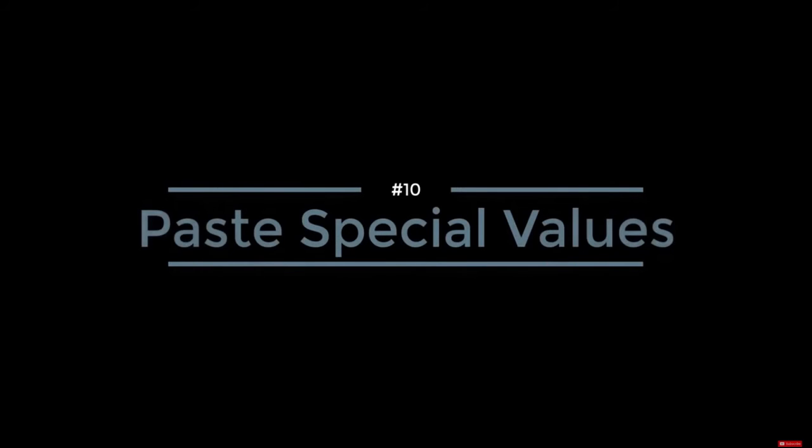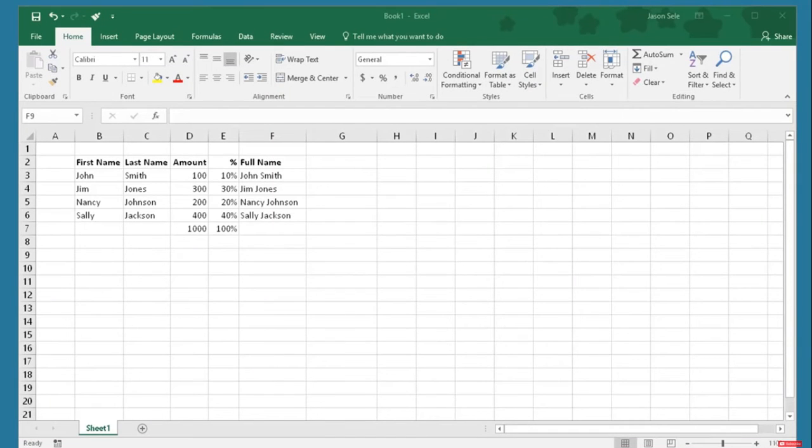Number 10, paste special values. Paste special values is a handy tool to use if you have a bunch of data with formulas and you just want to copy all of that information over to another location and get rid of all those formulas.